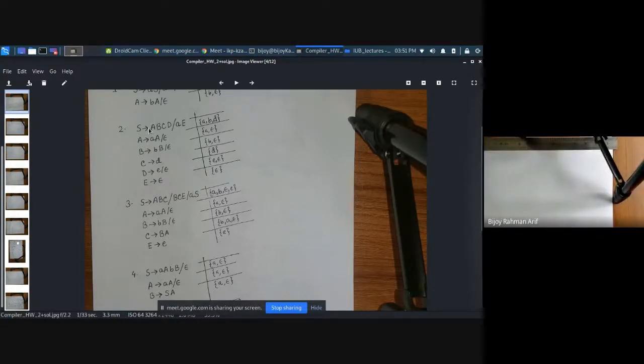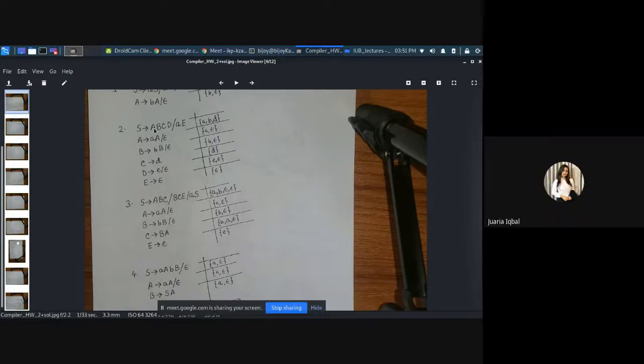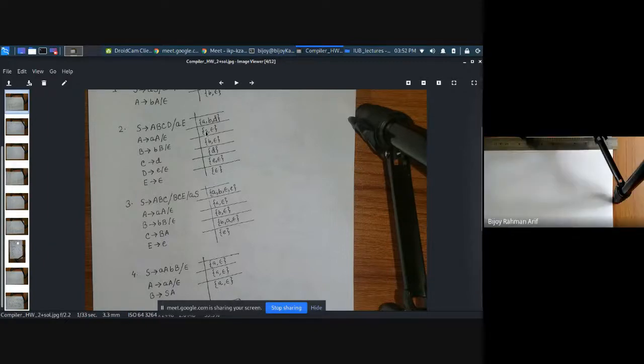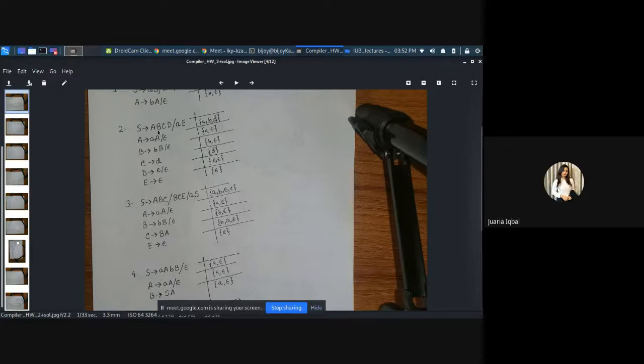So what is first of S? First of S is nothing but first of ABCD, which is nothing but first of A. Am I right? Yes, sir. So what is first of A? A. We have already written A, so forget about that one. Now let's put epsilon. If you put epsilon, then this A is crossed out, so B is exposed.